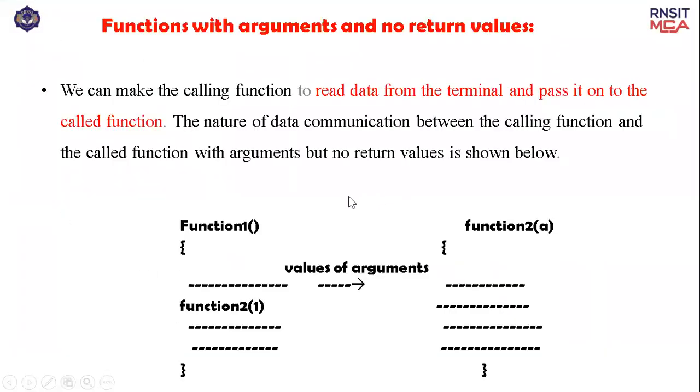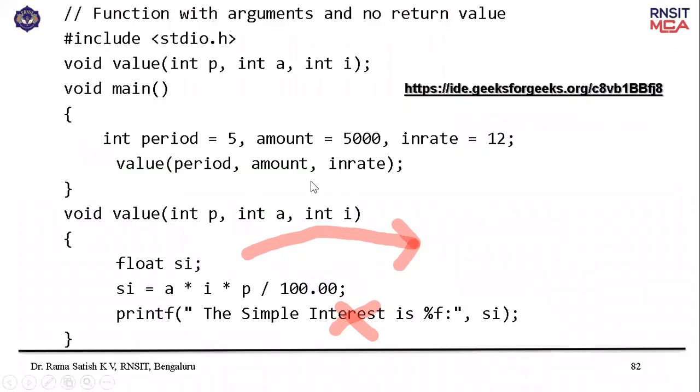Next, we have functions with arguments and no return type. You are passing some arguments. So some values are moving. You can see values are moving from the main function to the function. These values are moving, but no value is returning back. So that concept you should understand. So this is also one type of function. Probably the same example we'll see.